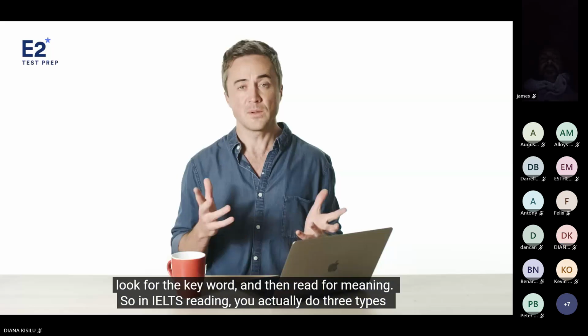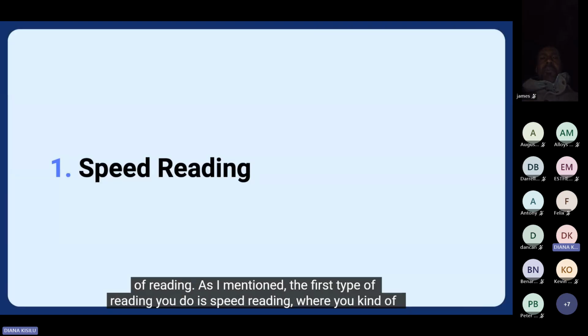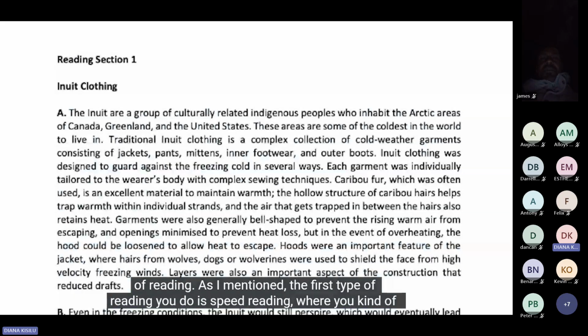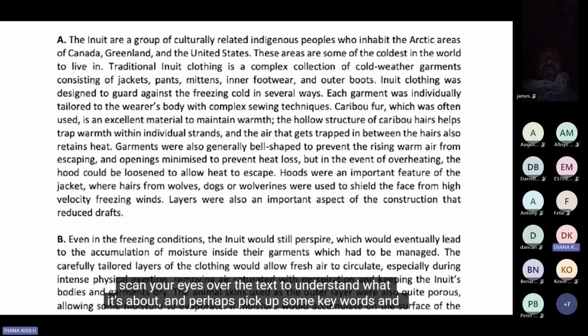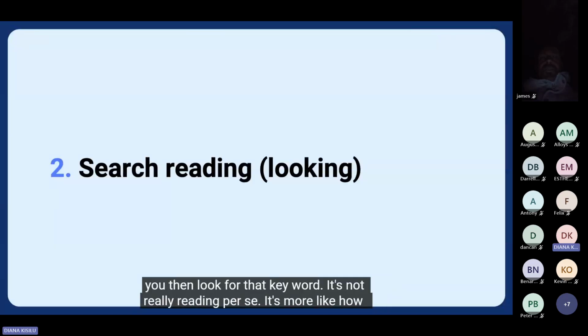So in IELTS reading, you actually do 3 types. As I mentioned, the first type of reading you do is speed reading, where you kind of scan your eyes over the text to understand what it's about and perhaps pick up some keywords and phrases. And as I just mentioned, once you've identified a keyword in a question prompt, you then look for that keyword.